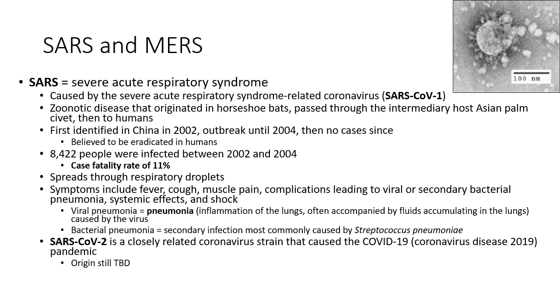So this spreads just like COVID-19, through respiratory droplets. The symptoms include fever, cough, muscle pain, and complications leading to secondary infections such as pneumonia. Pneumonia is actually the biggest killer here because it is a secondary infection and leads, in many cases, to more complicated and more severe respiratory issues that can lead to death.